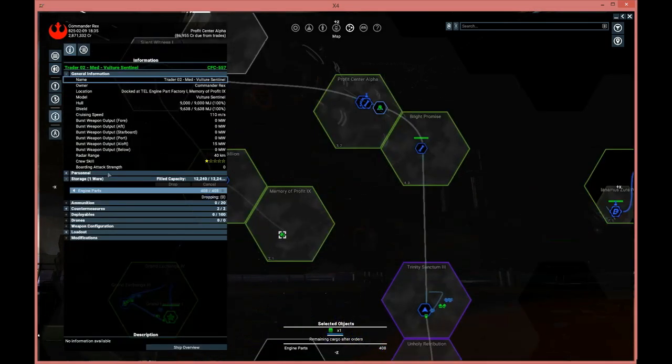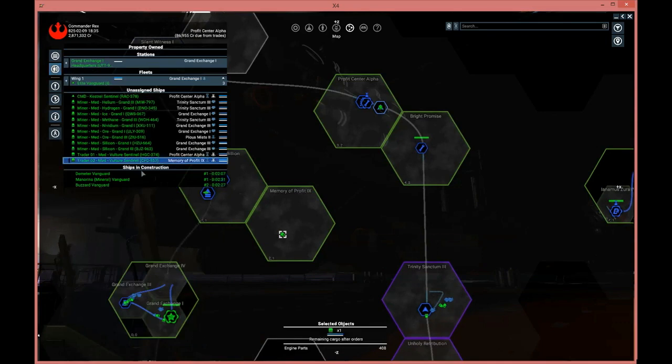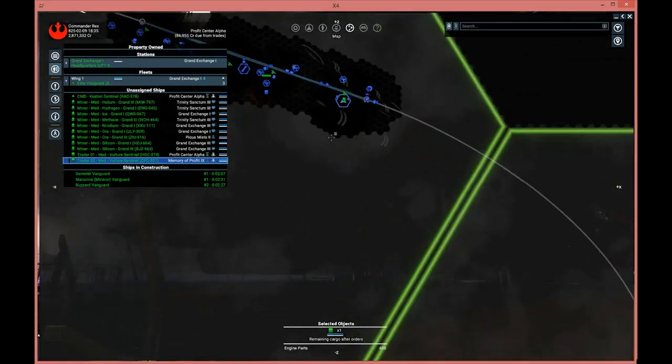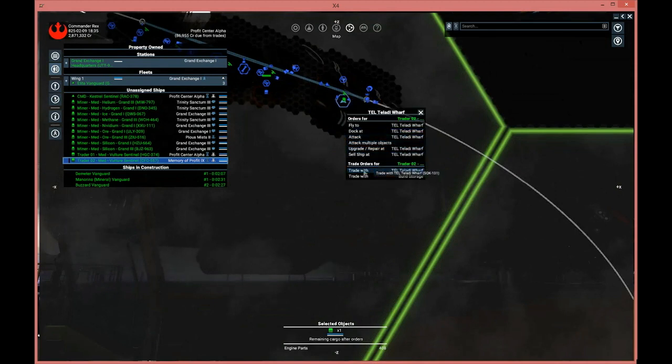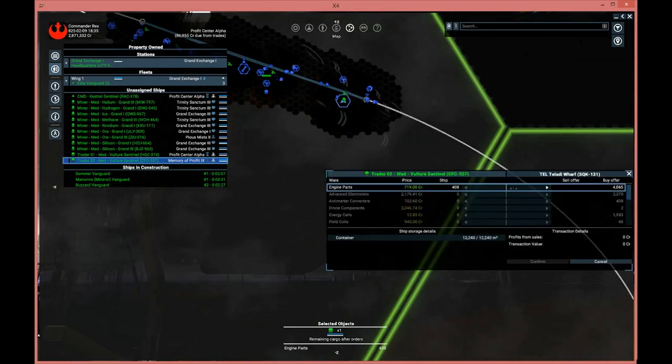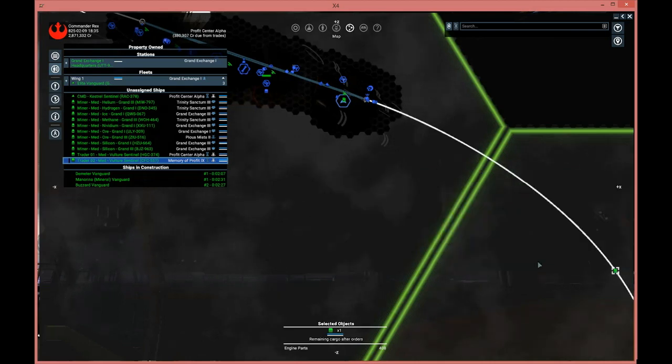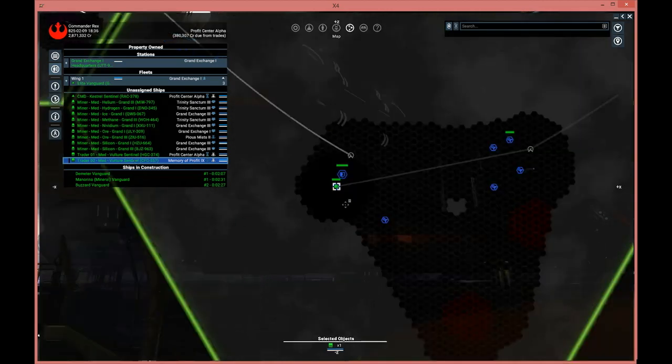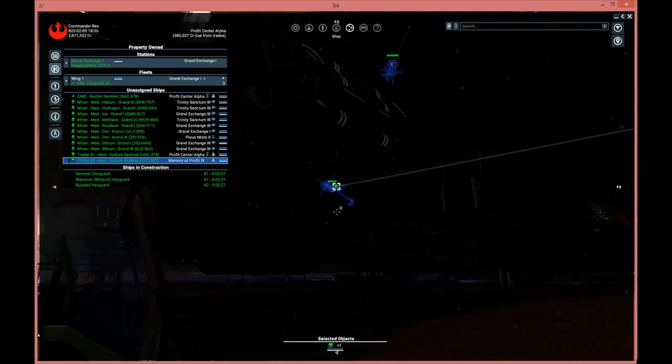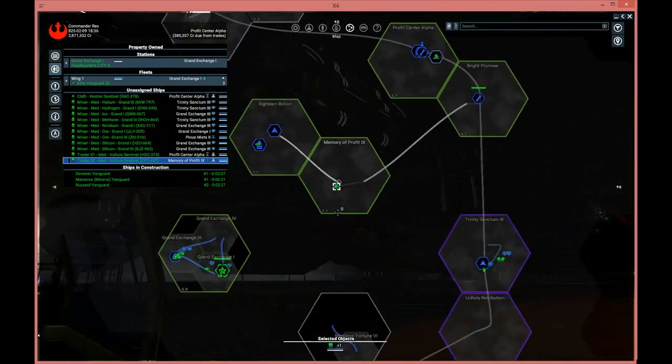Let me check real quick here, information. So it's got the engine parts. All right. So what I'm going to do is I'm going to tell it to trade and sell those parts. I want to make almost 102,000 from the trade. So now, if I go here, we should start seeing it undock. Yeah, we're seeing it undock, and then it's gonna head there.